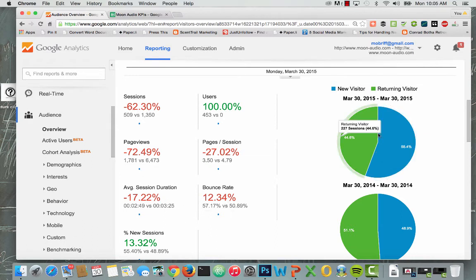We also look at new versus returning, and we'd like to get our e-commerce site close to nirvana, which is 50-50. As you can see, Moon Audio is close to 50-50. 50% returning means that you've got content that people want to come back and view and share. 50% new means you're also out there marketing and finding new customers. So the nirvana position is about 50-50.